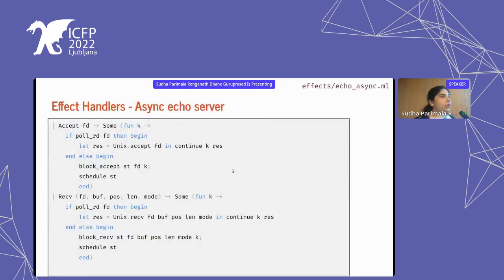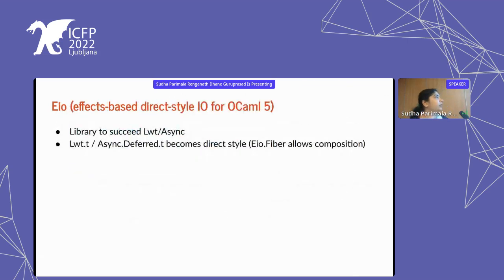So that was the inbuilt effects system. We have a library on top of it called EIO. As I said earlier, we already have libraries that deal with concurrency for OCaml before OCaml 5, which are LWT and Async. And there are lots of applications written in OCaml that use LWT and Async. So the idea now is to use the effect-based concurrency systems, and it is meant to be a replacement or to succeed LWT and Async.